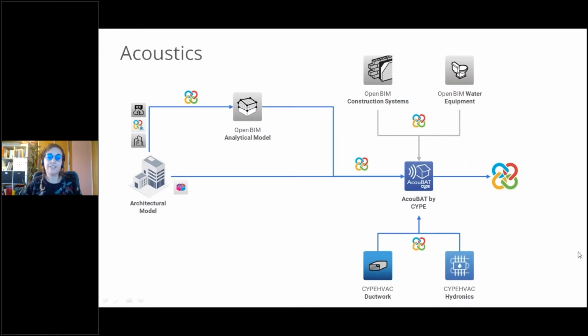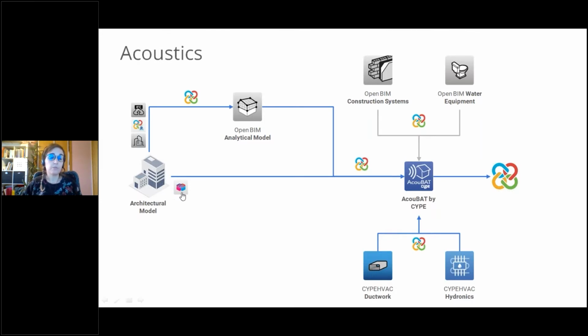Okay, so this scheme explains a bit with more detail what I said before. This is the main character. What we are going to talk about today is Acoubat by CYPE. But as you see, there are a lot of arrows which explain how you can start from this program.